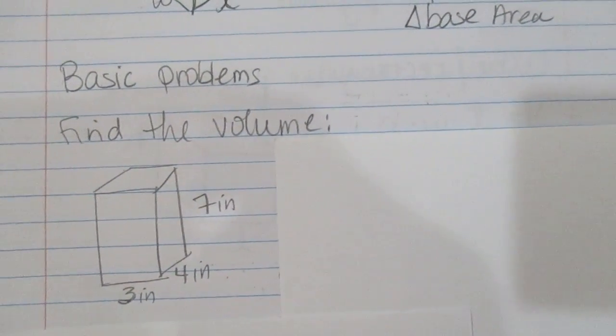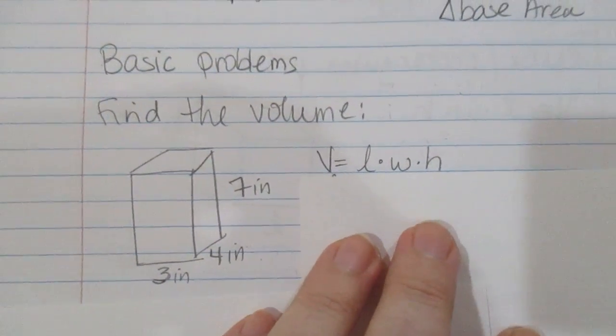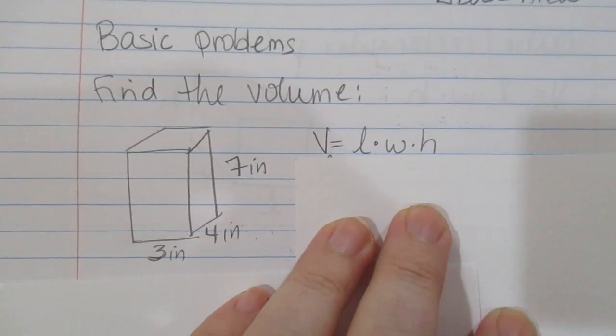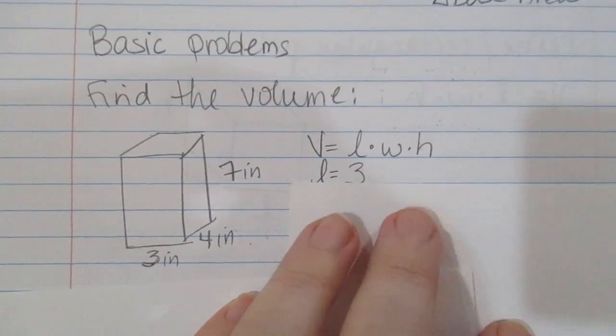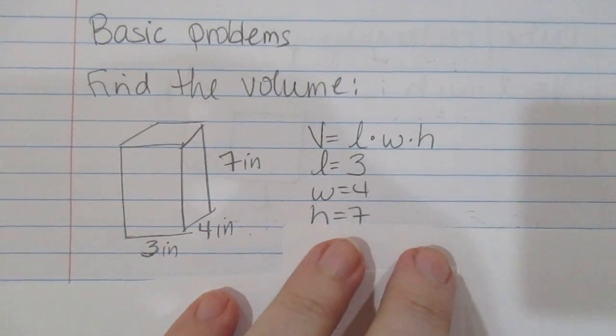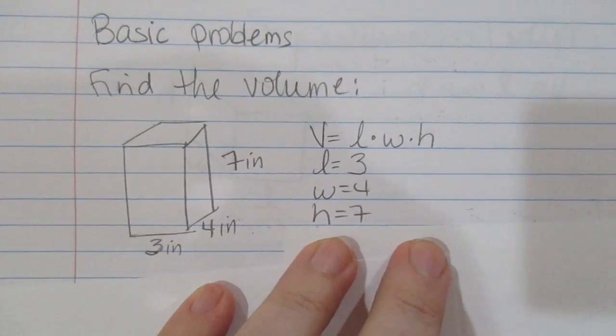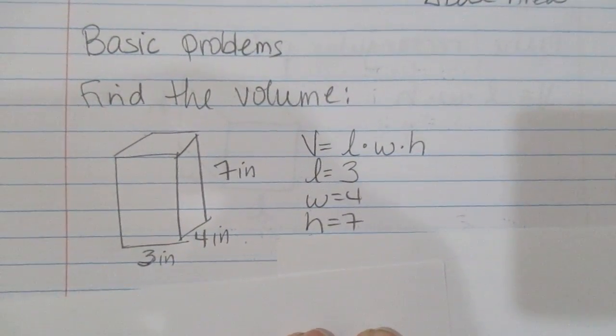So the first thing I'm going to do is write my formula. And my formula for the rectangular prism is length times width times height. Then I'm going to define my variables. The length of the prism is 3, the width of the prism is 4, and the height of the prism is 7. Again, your length and your width, which are your 3 and your 4, can be interchanged.